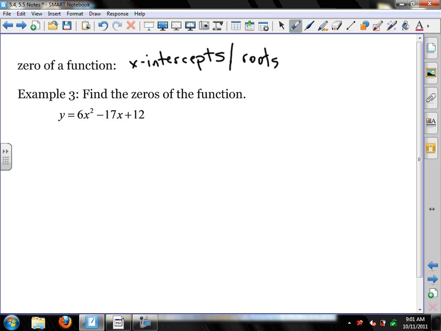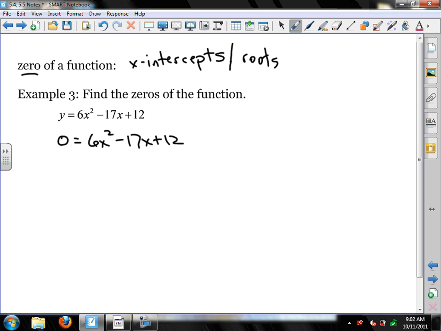Y equals 6x squared minus 17x plus 12. I'm looking for the x-intercept. How do we find the x-intercept? Plug in 0 for y, right? Y equals 0. The only way to solve quadratics that we've talked about so far is by factoring. This is probably going to be factorable.